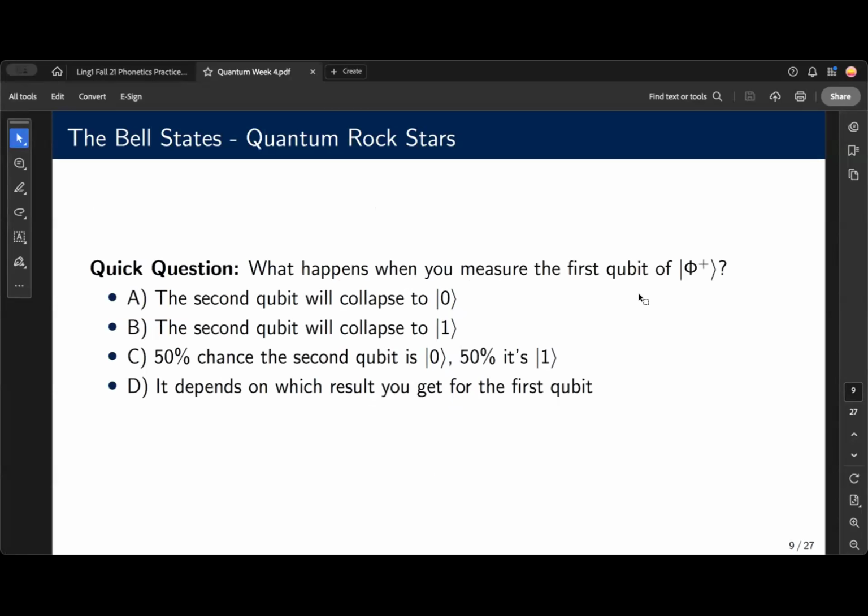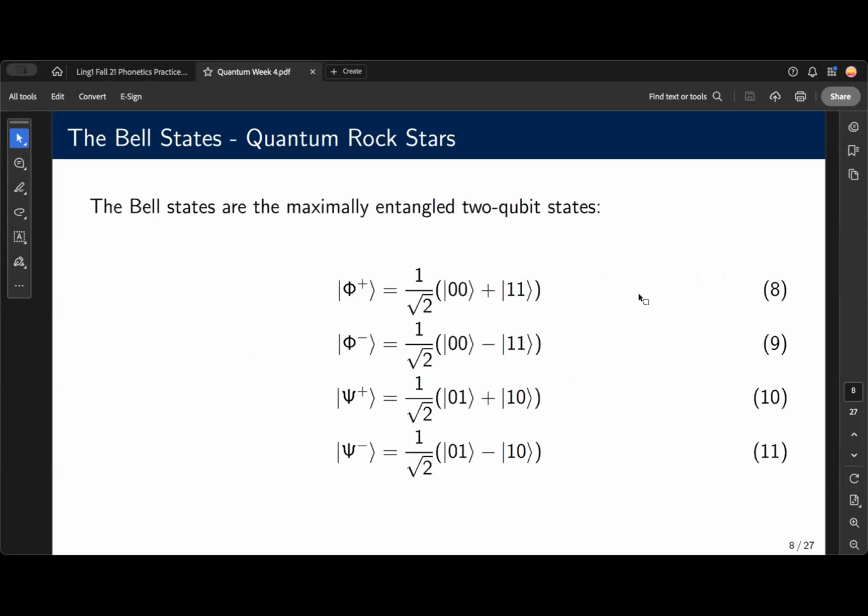These are the options that we give you. The second qubit will collapse to 0. The second qubit will collapse to 1. There's a 50% chance that the second qubit is 0 and a 50% chance that it's 1. And the last option is that it depends on which result you get for the first qubit. Do you guys have any idea of how this would work? Because now you're trying to just focus and measure the first qubit of the state.